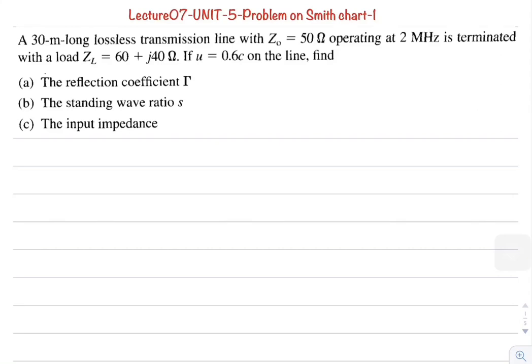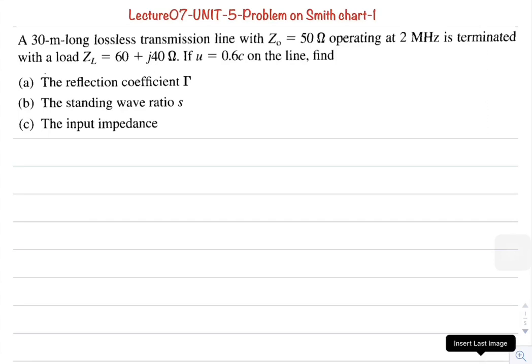Hello everyone. In this lecture, we are going to solve a problem on transmission line with and without using Smith charts. In the last three lectures, we have seen the construction of Smith chart, what happens to the input impedance when the transmission line is terminated with different lengths, and characteristics of transmission lines. With these basics, we are going to solve a problem in transmission line in this lecture.